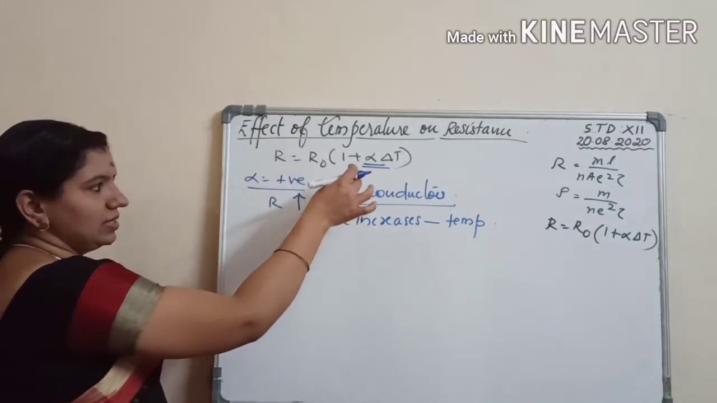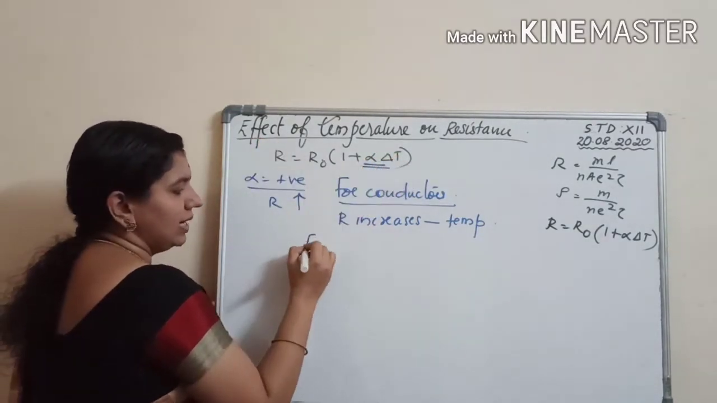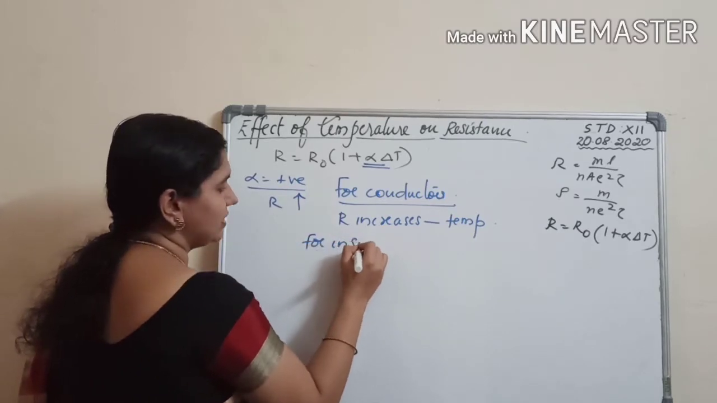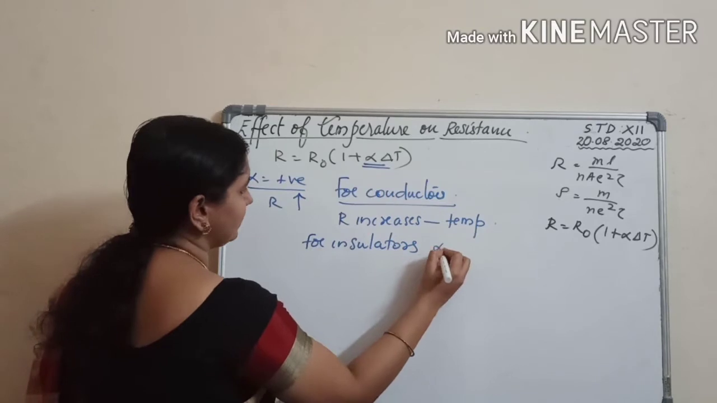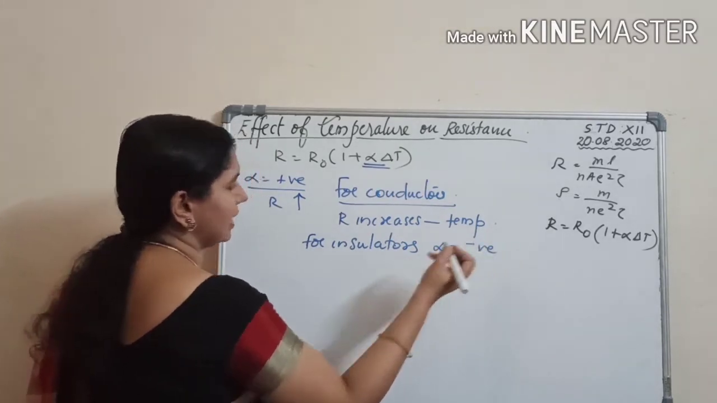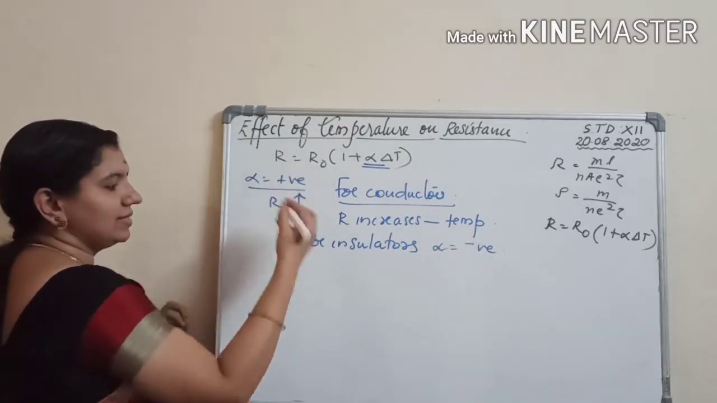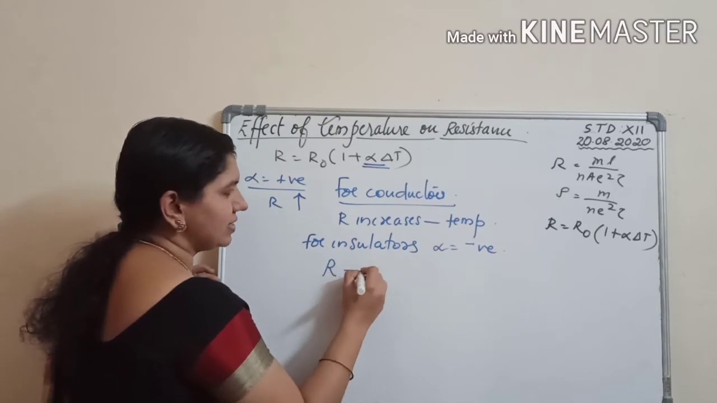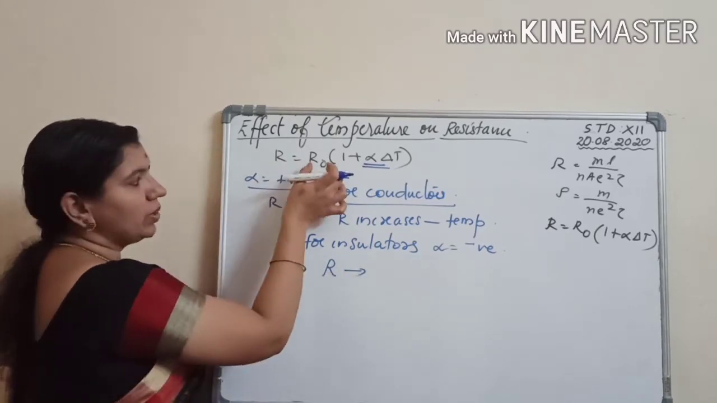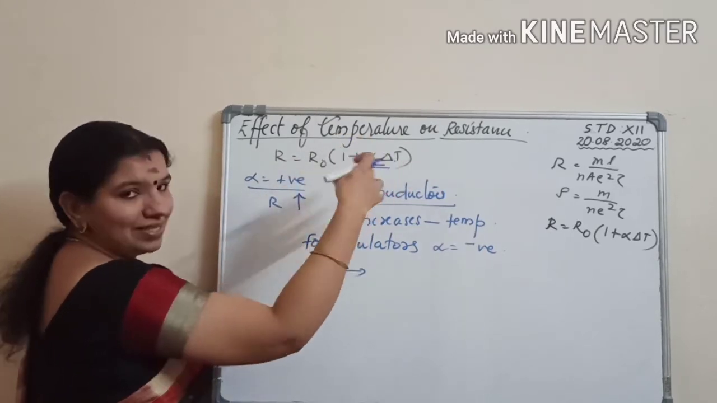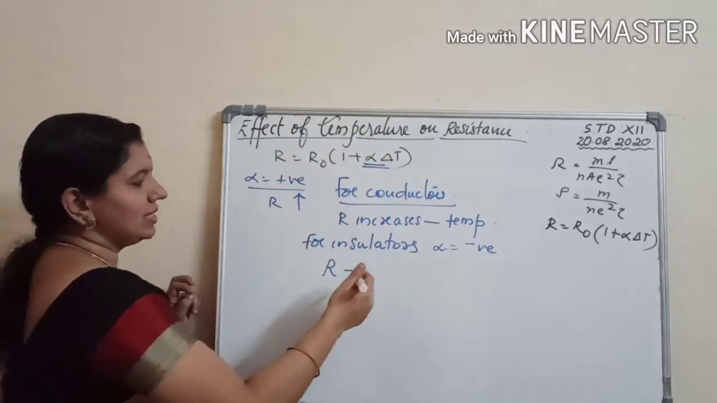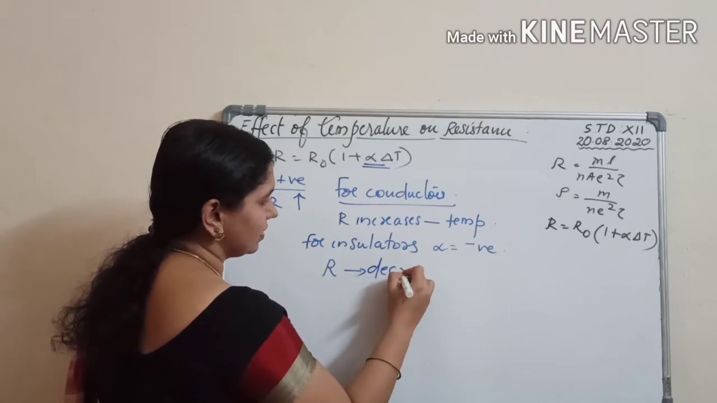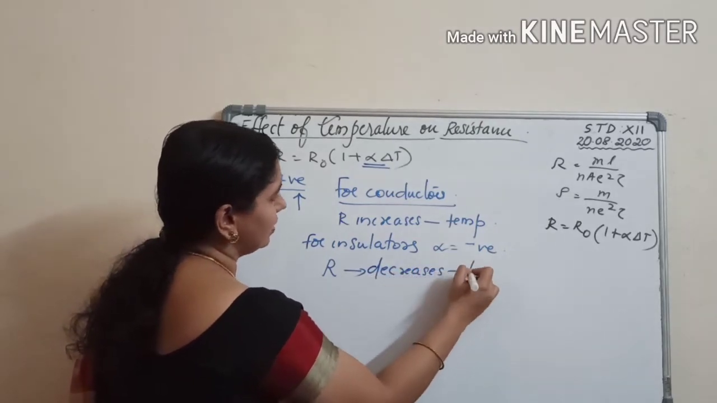Now the second case is for insulators. For insulators, alpha is negative. So what will happen to the resistance? R equals R naught into 1 minus something, right? So again the value is reduced. So resistance decreases with increase in temperature.